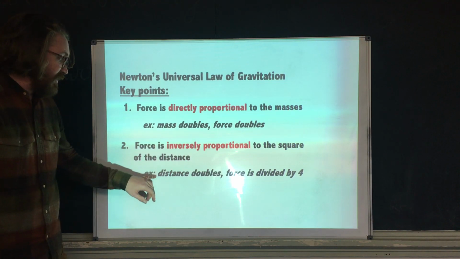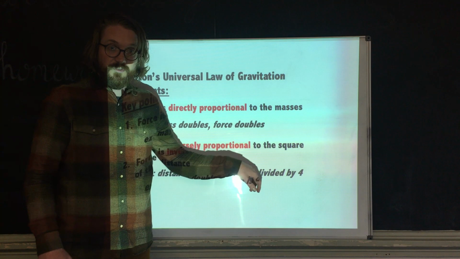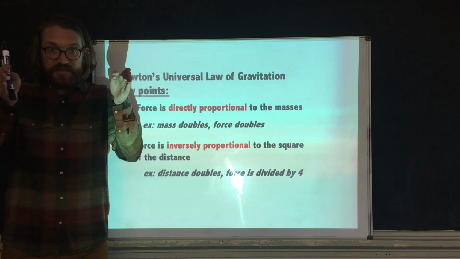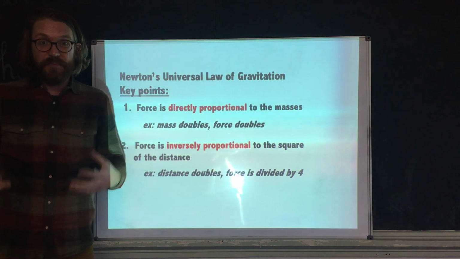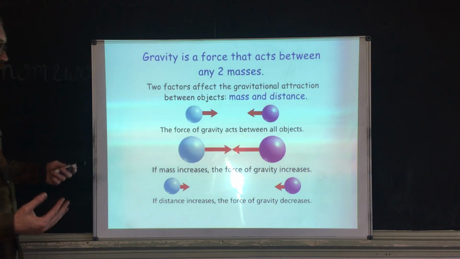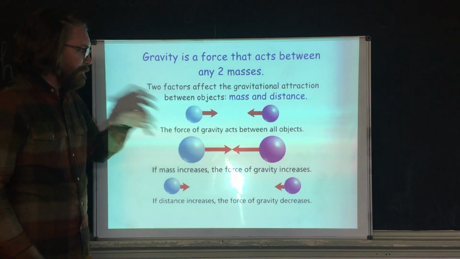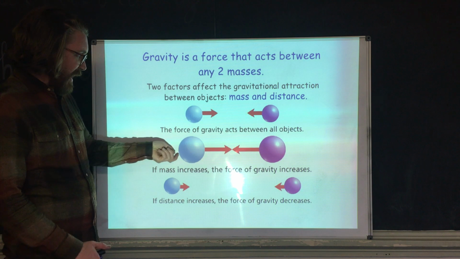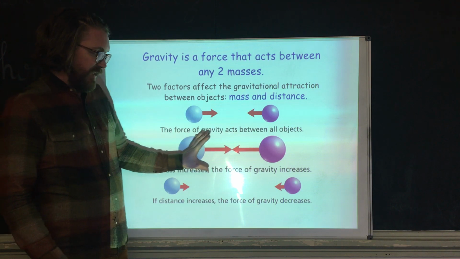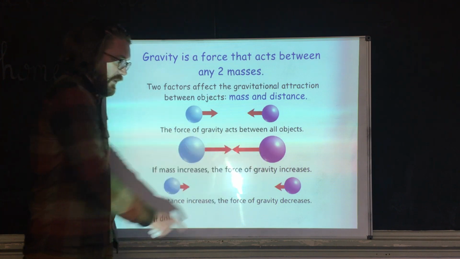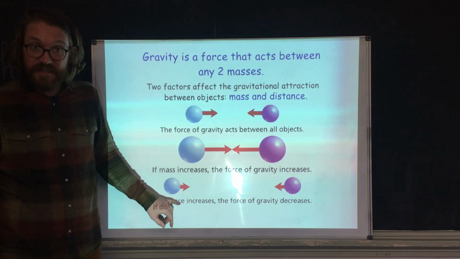Okay, so when the distance doubles, the force of gravity is divided by 4. When you double the distance, that gravity is divided by 4 because it's a square. So again, here's just another way to look at this. Mass and distance are all we care about. As the masses get bigger, the force of gravity increases, and as the distance between them gets bigger, the force of gravity decreases.